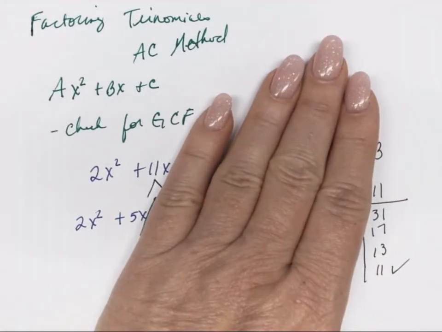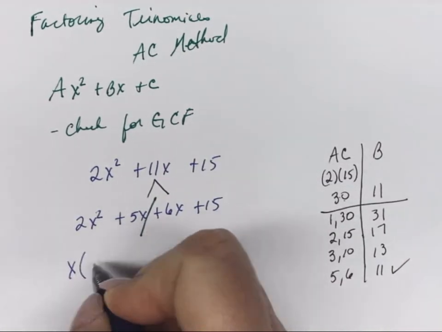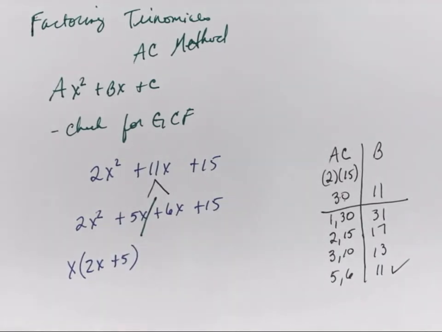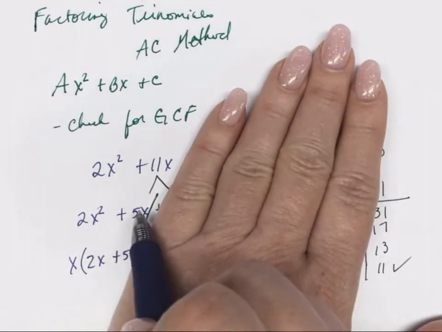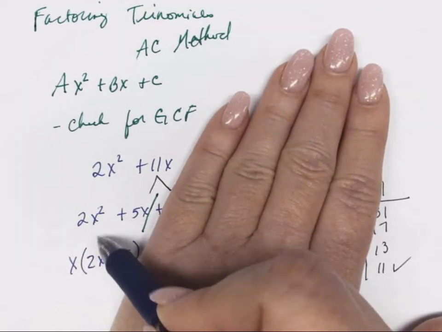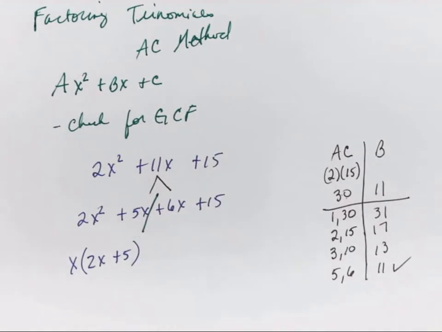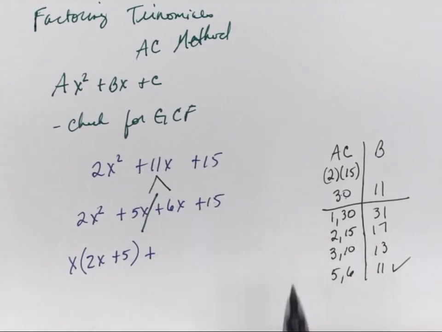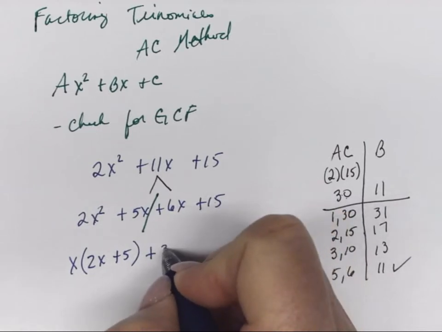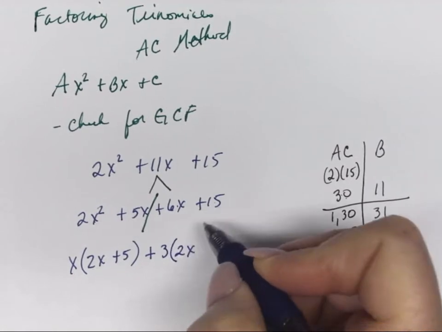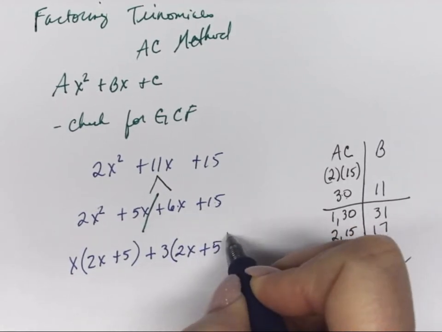The first 2 terms only have an x in common. And we end up with 2x plus 5 when we divide those out. So between those two, they only have an x in common. That's our GCF. We bring out the x, the 2x that's left over, and the 5. Bring down the sign. And between 6x and 15, they have a common factor of 3. 6x divided by 3 will leave me with 2x. 15 divided by 3 is 5.